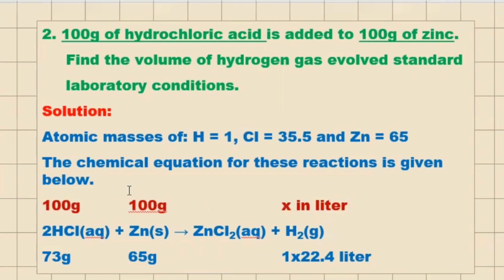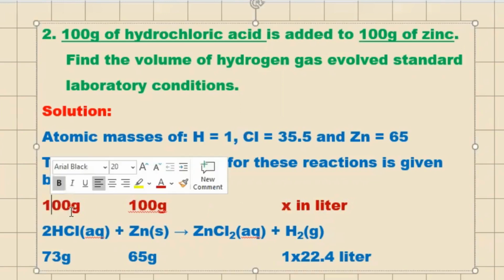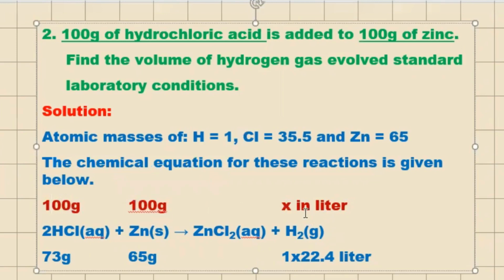First, hide the given mass of zinc and find the amount of X by using the given mass of hydrochloric acid. And the second step, hide the given mass of hydrochloric acid and find the amount X in volume by using the given mass of zinc. And the third step is to compare the two volumes of hydrogen. The smaller one indicates the amount of hydrogen, and indicates the limiting reactant.